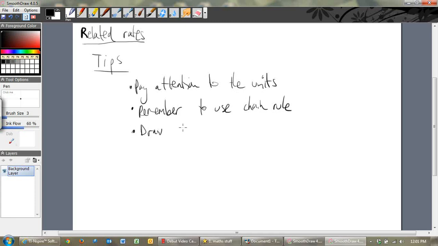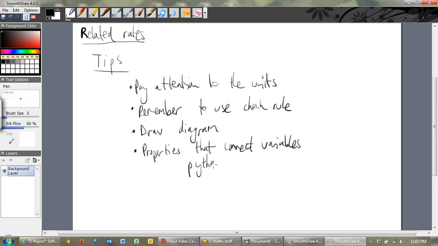Always draw a diagram. That will help you to think about the question and to understand what's happening. And also you'll need to think of, I guess, properties that connect variables. That might be Pythagoras, areas of triangles or something like that. Might be volume formulas, anything like that. Similar triangles often happen. Things that connect the variables together.